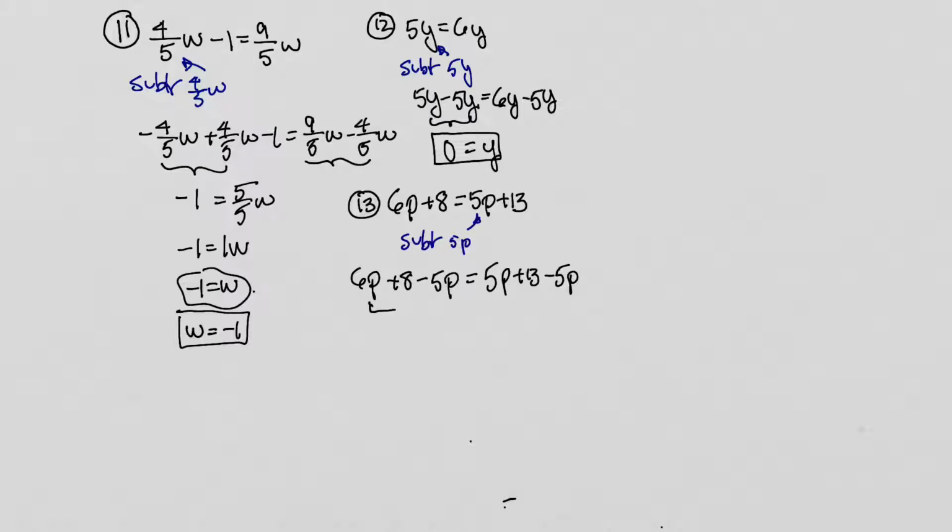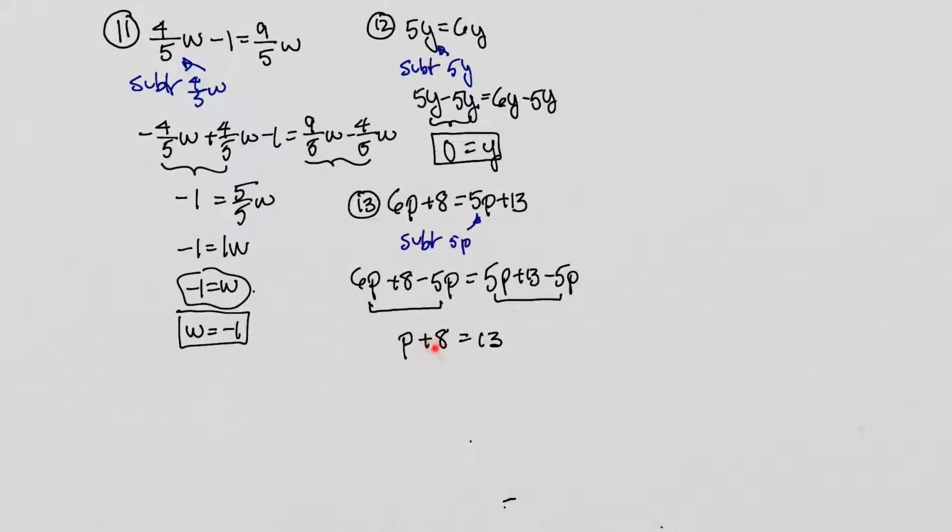On the left, we've got 6p's minus 5p's. That's just a p, and we still have the plus 8. And then on the right side, we've got 5p minus 5p, 0 p's, no more p's. So we're left with the 13. Now we're getting close. Now we've got p plus 8 is 13.